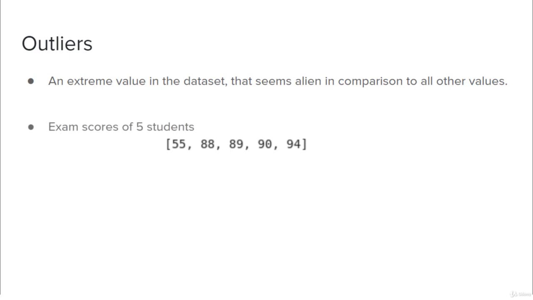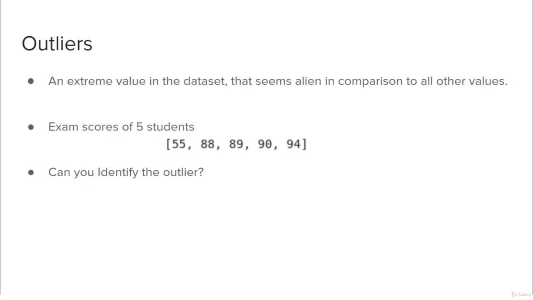Let's take this example. It's the scores of 5 students, and we need to identify which one of them is an outlier. It's pretty obvious, and you can see that there's only one value that is not related and is different from all the other values, and that value is 55. Whenever we're talking about outliers, we need to understand two basic rules whenever you study them.